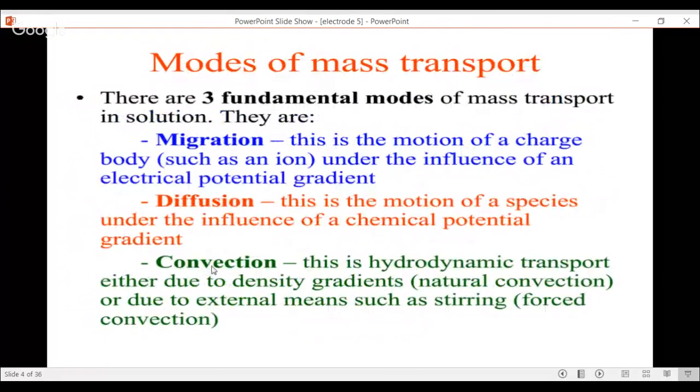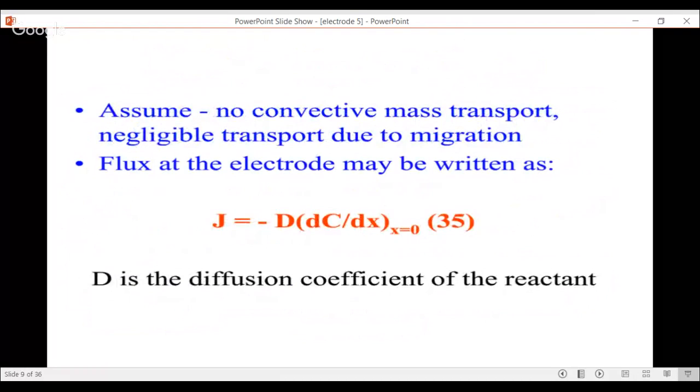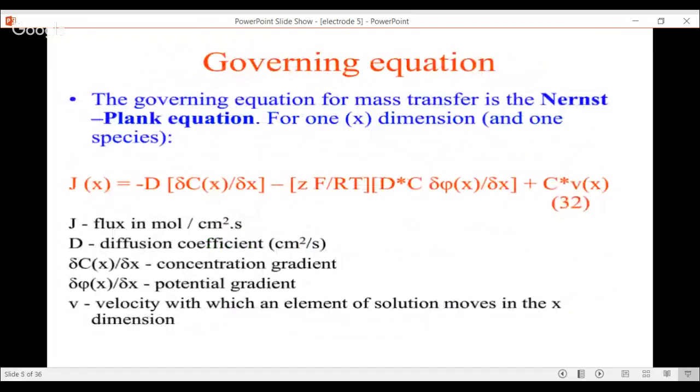Then the convection current is nearly zero and the migration current is nearly equal to zero, so the current will be diffusion current. This is the most common current that we measure. Flux at the electrode may be written as J is equal to minus D into dC by dx. In this equation, only the first term is prominent. The two other terms are due to the migration and the convection.